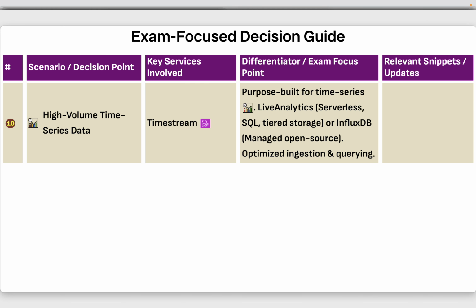Next one, we have high volume time series data. Time series in the sense there will always be a timestamp, which will be the key differentiator. Basically in IoT and all, a timestamp is always being generated.